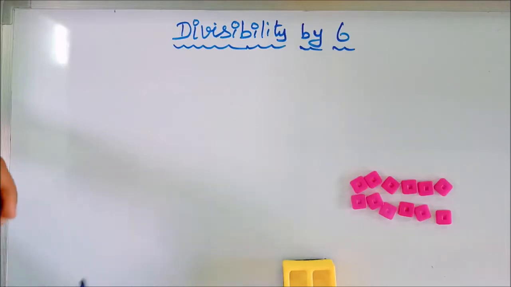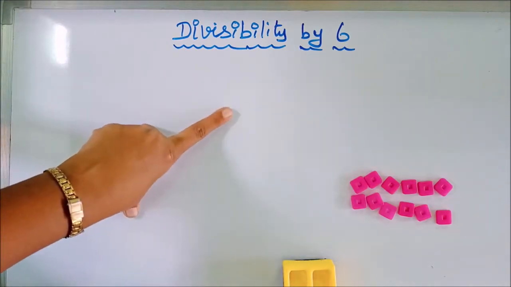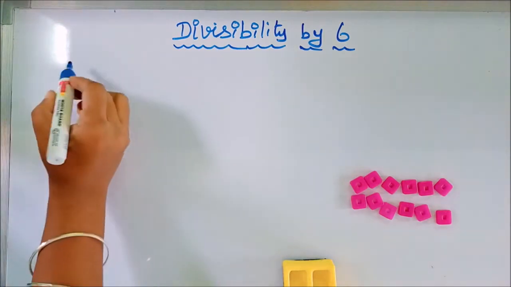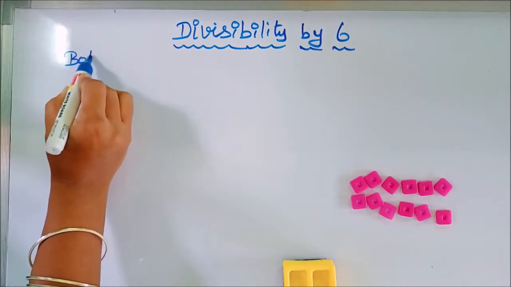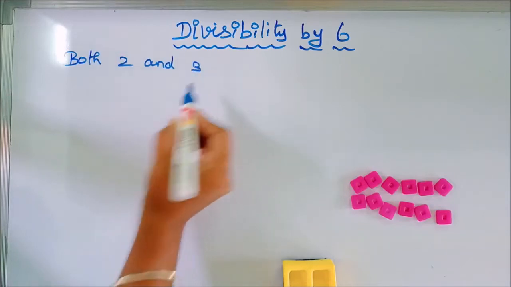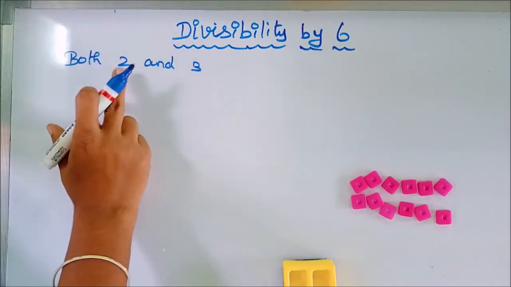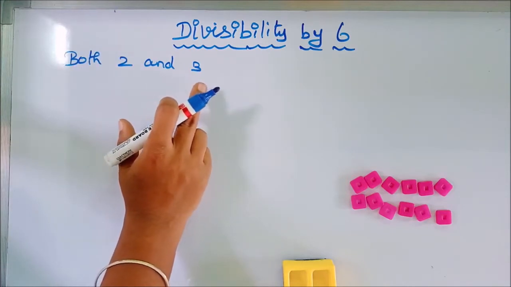My dear children, in today's activity, we are going to do the activity for the concept of divisibility test for 6. We already know if a number is divisible by 6, it must be divisible by both 2 and 3. Then only we can say the number is divisible by 6.